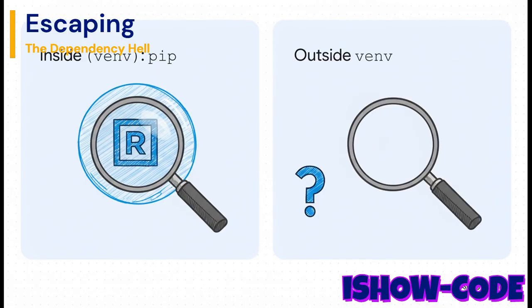Check this out. If we run a command called pip freeze, which just lists all installed packages, while our venv is active, boom, there's requests. But then if we type deactivate to leave the environment and run pip freeze again, requests is gone. Poof. This is the proof. Our installation is completely and totally contained.